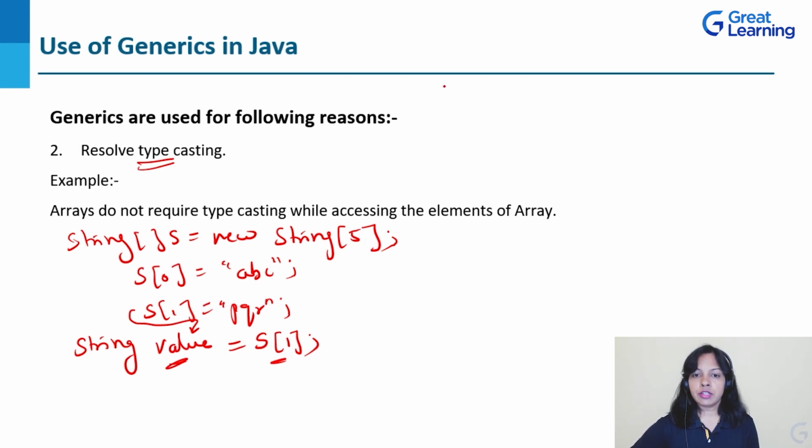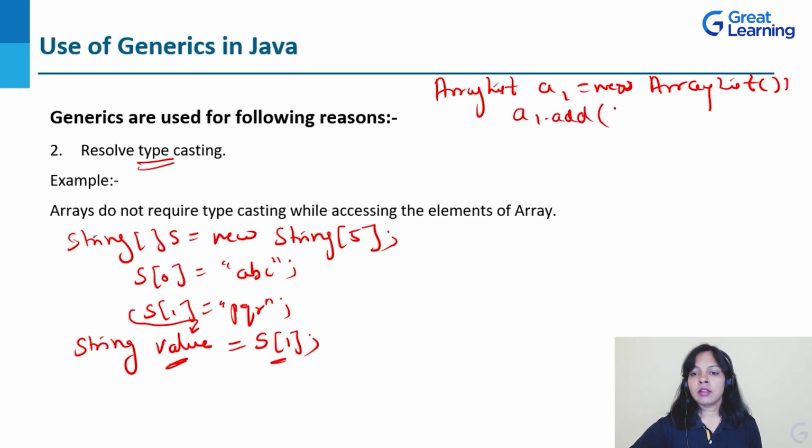But if I talk about collections, again I'll take an example of ArrayList here. ArrayList A1 equals new ArrayList, and in this if I store A1.add("PQR"), now I want to access this element PQR. Then how can I do it? Suppose I have a variable of type String, the variable name is value, and to access the elements in the ArrayList there is a method called get. So we'll be making use of the get method.